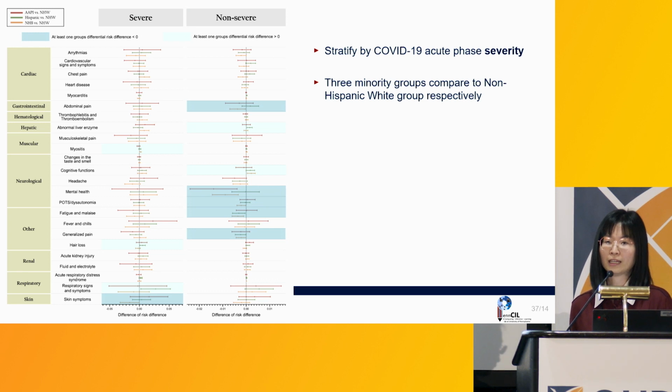We included a comprehensive list of potential PASC symptoms and conditions, and we stratified the patients based on the severity during their COVID-19 acute phase. So here, when we speak of the minority groups, we refer to the AAPI, Hispanic, and the non-Hispanic Black, each compared to the non-Hispanic white group. Here, we use the risk difference as our comparative measure, and the blue boxes denote that at least one of these comparative groups has a significant difference in risk difference.